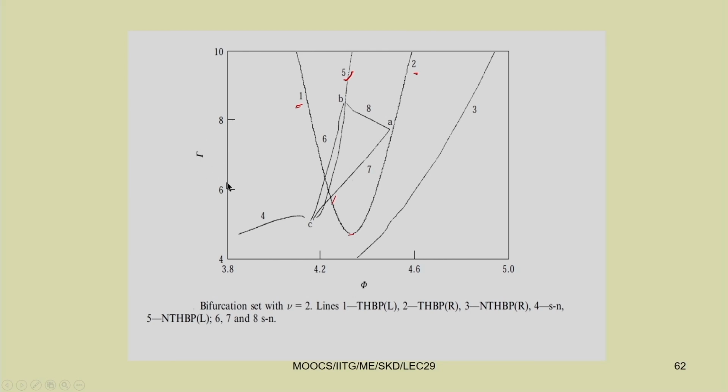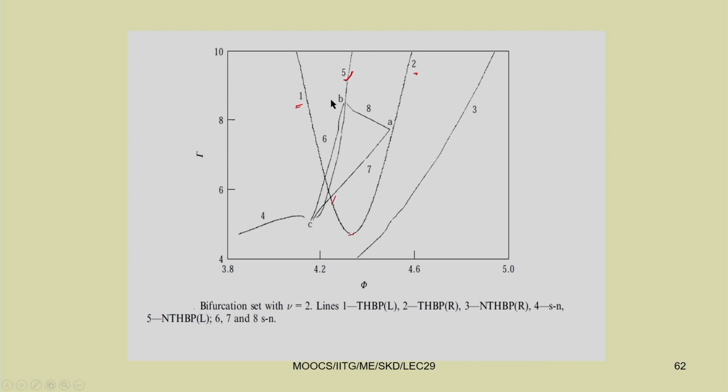By plotting all these bifurcation points in the phi and gamma plane, we can get the bifurcation set. So, this is the bifurcation diagram or bifurcation set, and by plotting this bifurcation set you can know the critical values at which the system can be operated. From this you can find where the system has to be.